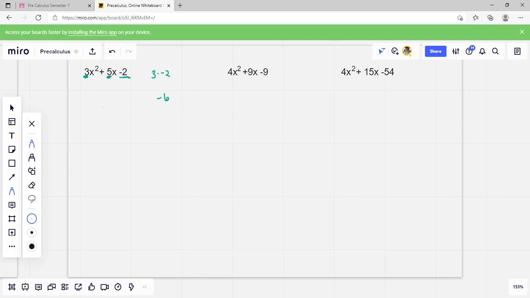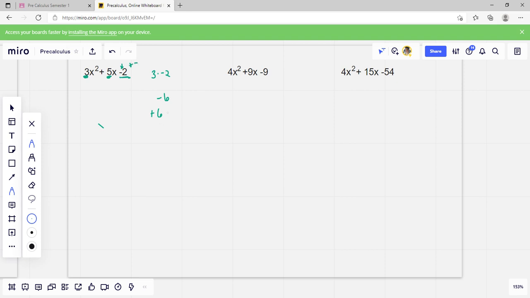So if we did factors of 6, where I can get 5. If we did 6 times 1, if it was negative 6 and positive 1, we're going to get negative 5. If it was positive 6 and, let's see, we know that it has to be a positive and a negative because our last term is negative right there, so that means we need a positive and a negative.